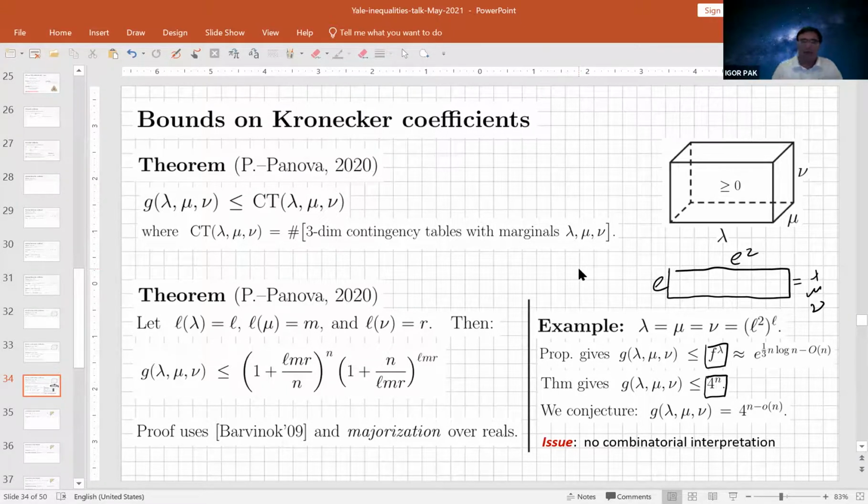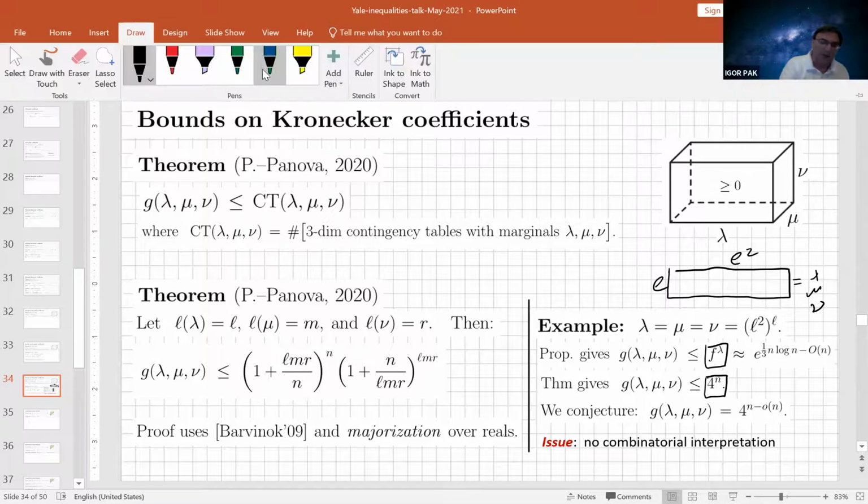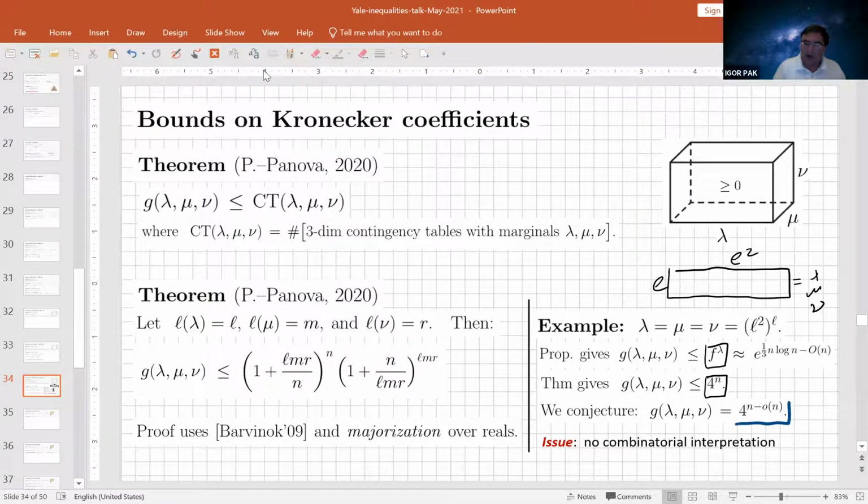Now the problem is we do believe that that's also a lower bound up to lower order terms, but we can't approach this problem at all. We have no idea how to do that. Not having a combinatorial interpretation gives us nothing to work with.